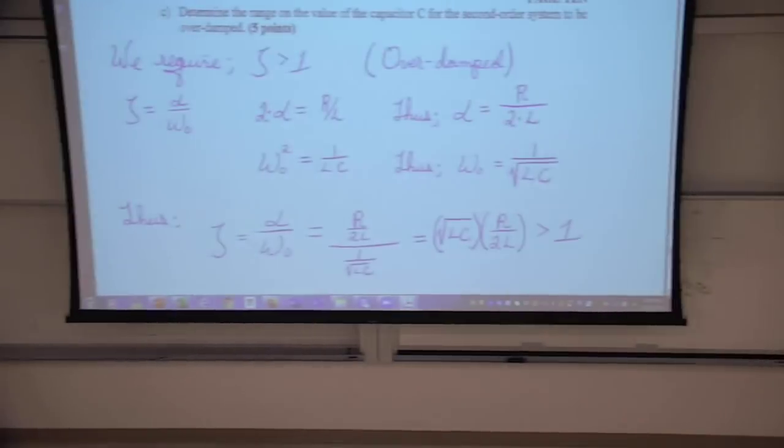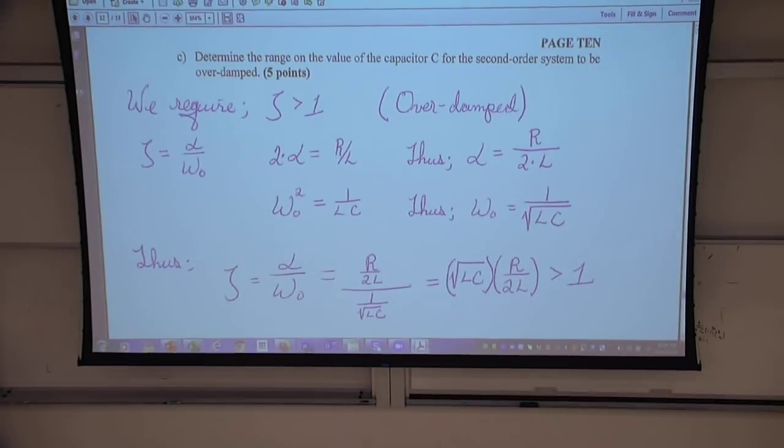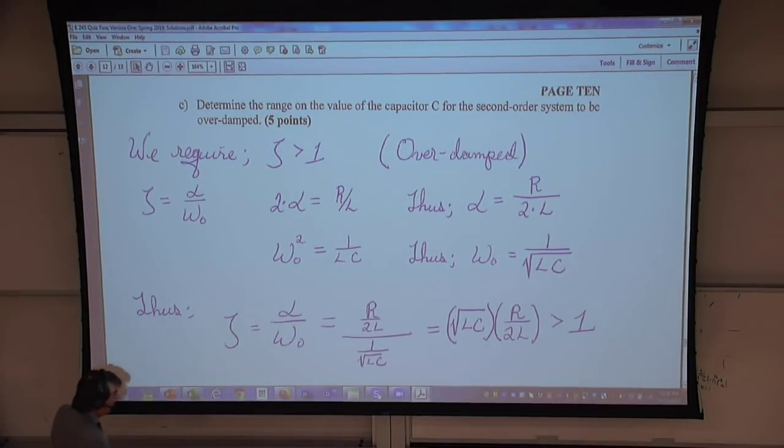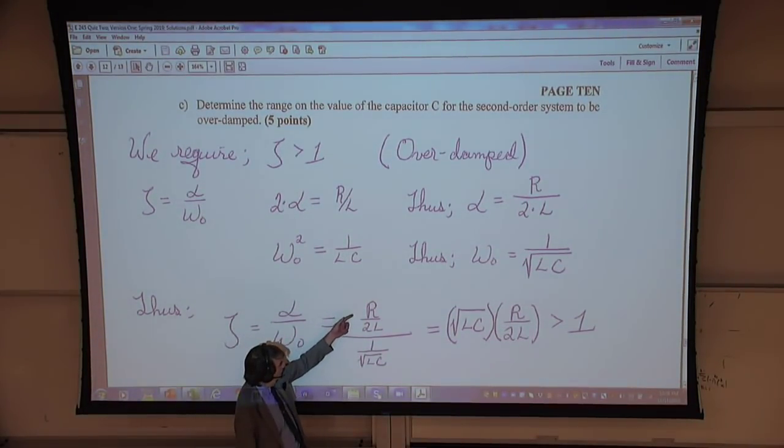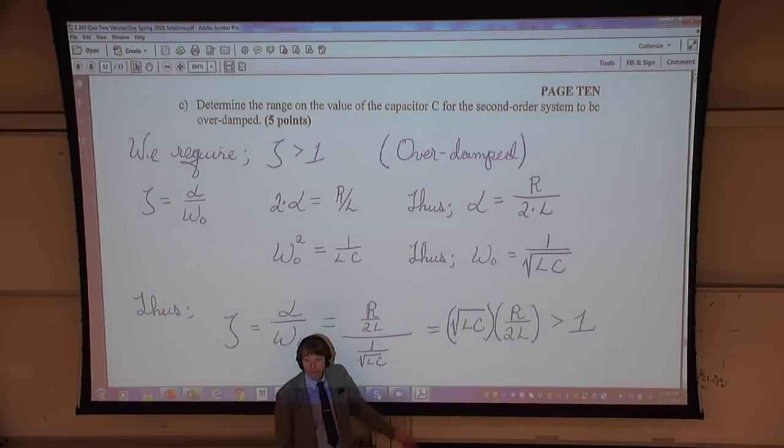Okay, back to the screen. Here we go. R over 2L, 1 over the square root of LC, has to be greater than 1. Let me leave the rest up to you. Solve for C.